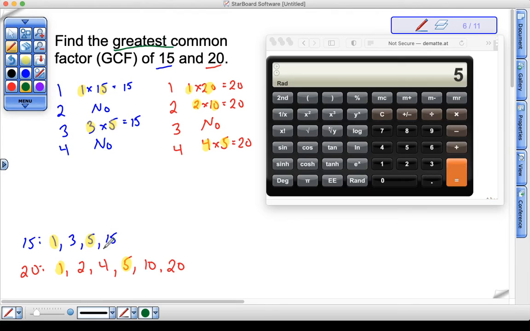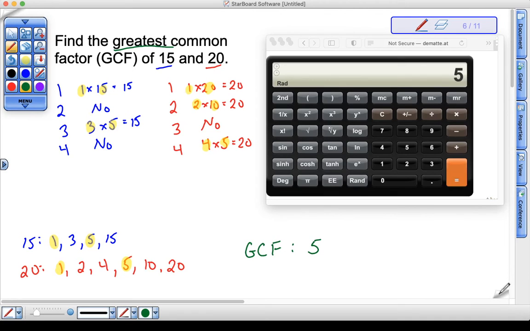Well, that's always going to be the number that's highlighted all the way on the end, the ones that are furthest over to the right. So our GCF, our greatest common factor of 15 and 20, is going to be 5. Not too bad, right? Let's do another example like this.